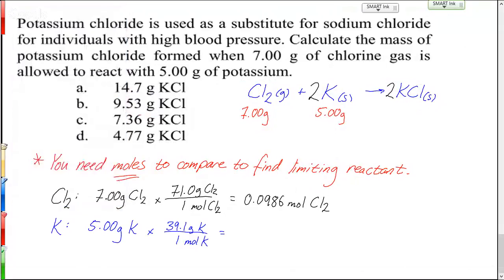Oops, did both of these wrong. I did this calculation right, but I wrote it wrong. Hold on, let me fix it. Remember, our units need to cancel, so we need grams on the bottom, moles on the top. Sorry about that.